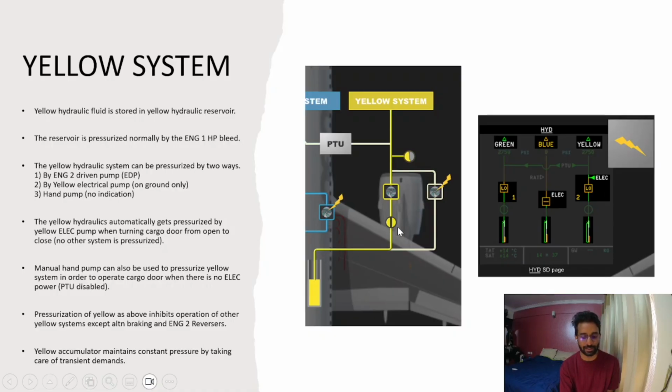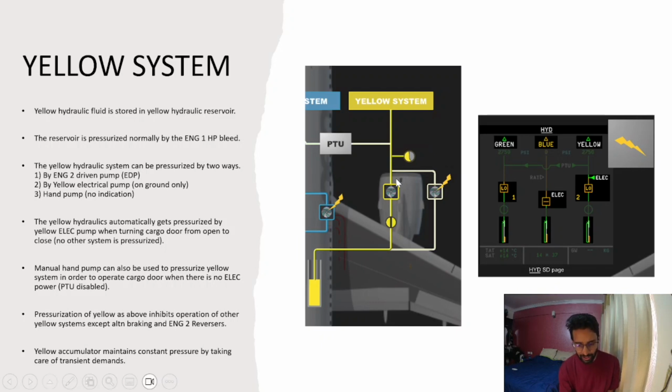There is the valve just like in the green system. Right now it's inline, it's allowing it to flow, and then you can see the EDP2, which is the engine driven pump of engine number 2, which is the starboard side engine. So this pump is again run by the engine, which pressurizes the fluid, and then it goes to the yellow system. Again, you have an accumulator for the yellow system to take care of the transient demands of the surge.